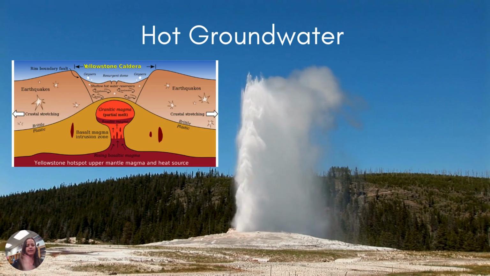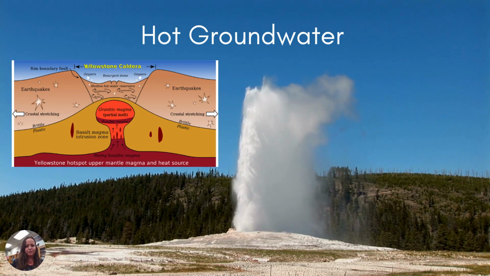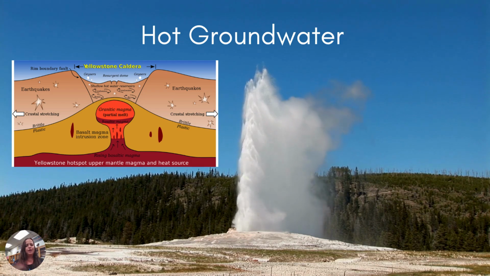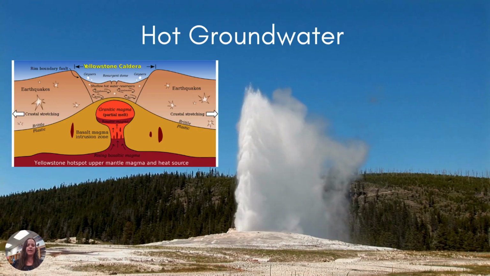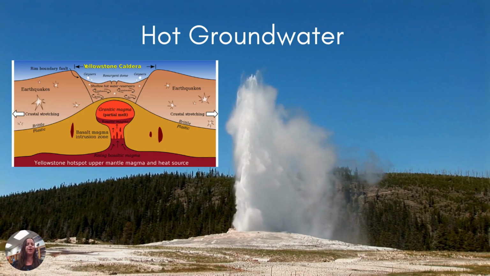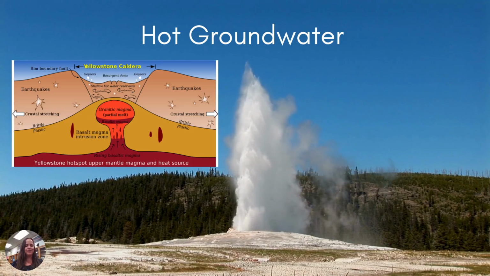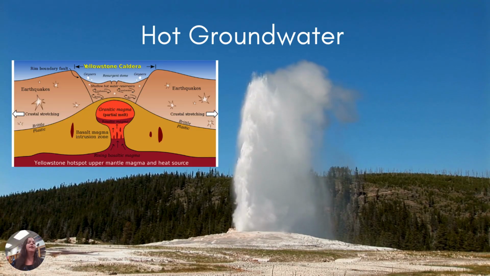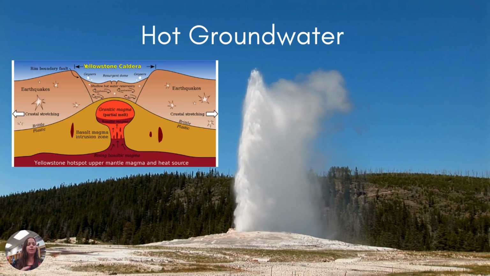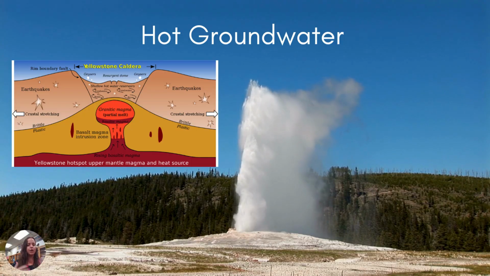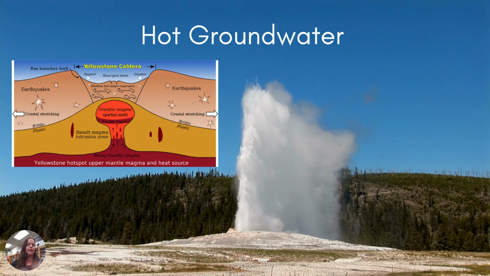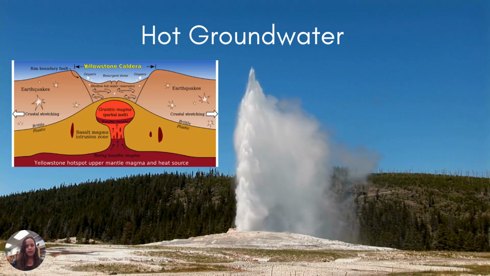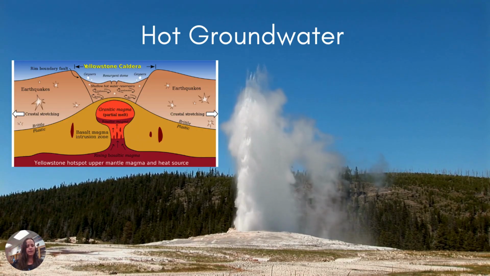All right, and the last natural occurrence that we're going to look at is hot groundwater. Many of you may have heard of Old Faithful in Yellowstone, which is a geyser that spits out water consistently every 40 minutes or so. This is from the magma chamber below ground heating the groundwater. When the groundwater is heated, it basically boils over and then escapes out of a hole in the ground and creates this steam eruption.